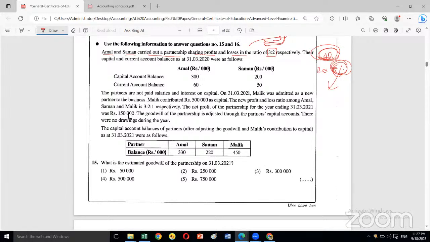Amal and Saman carried out a partnership, sharing the profits and losses in the ratio of 3:2 respectively. So the profit sharing ratio is 3:2. Their capital and current account balances. We'll do it like this.